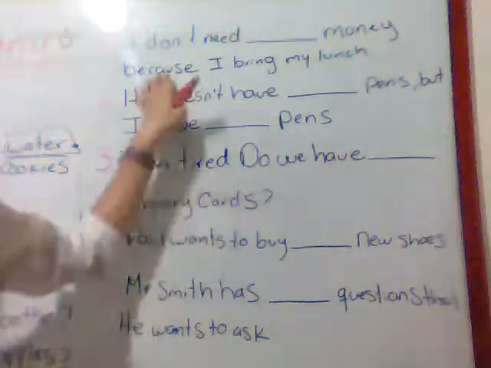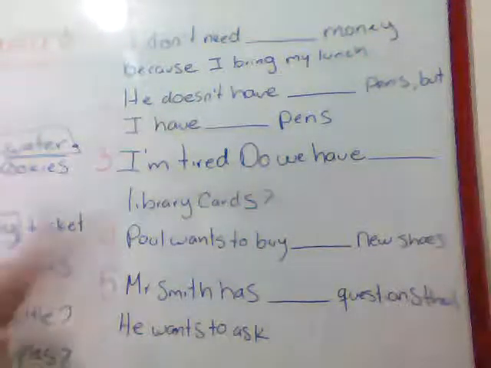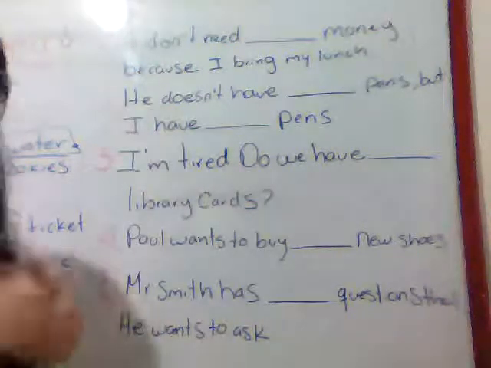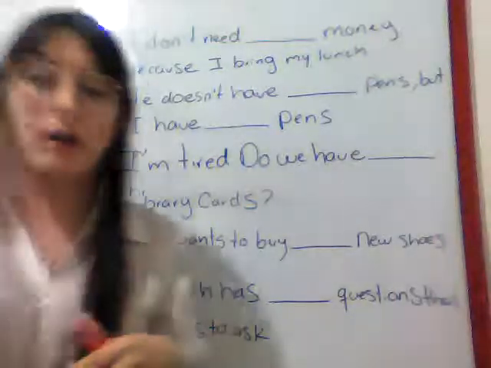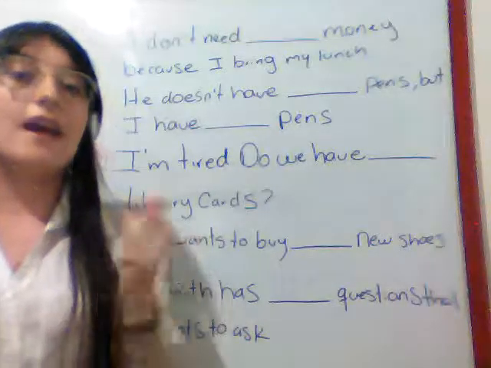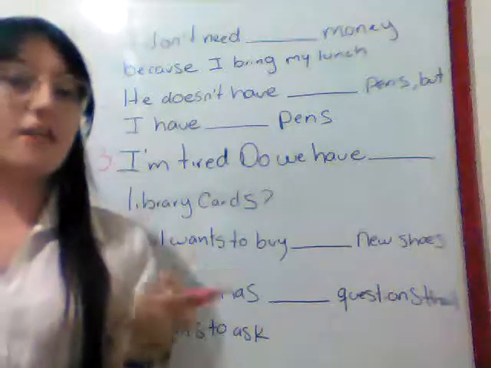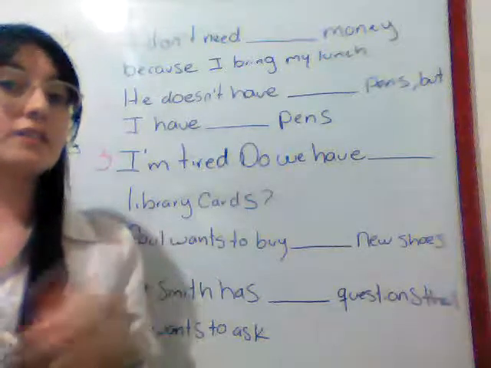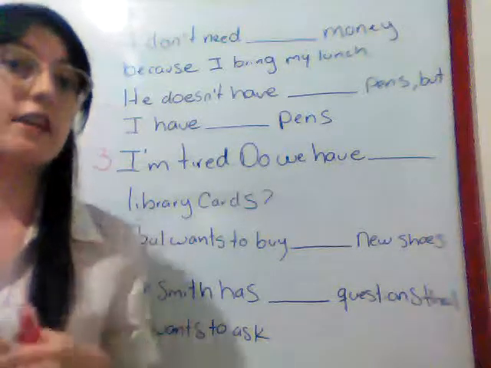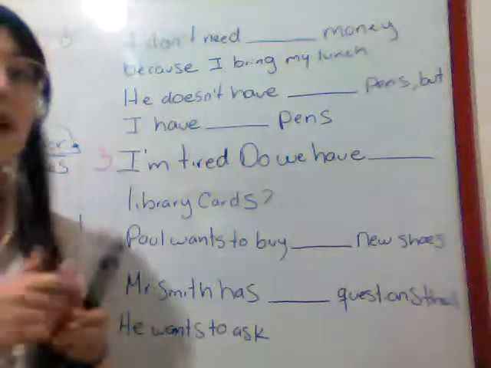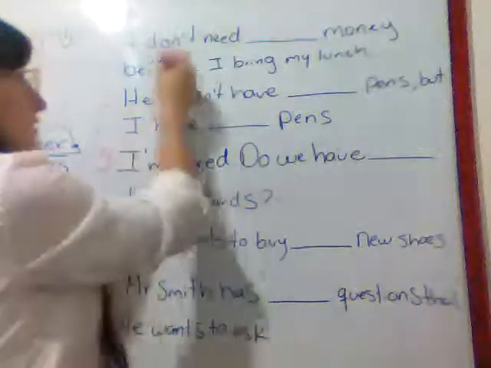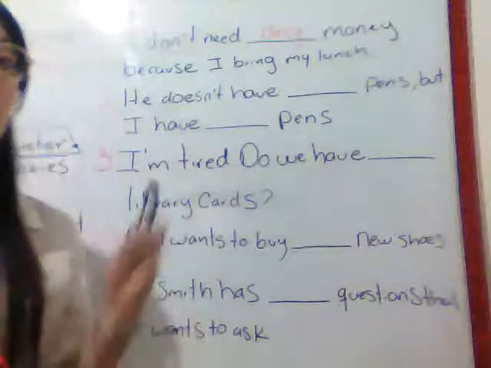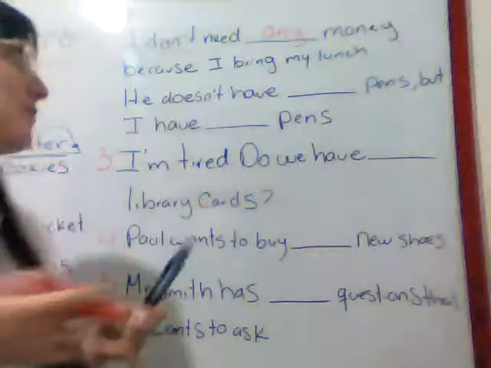So the first sentence we have: I don't need. Remember that you have to complete with some or any. Any is for negative and for question statements. And some is for positive or affirmative sentences. I don't need is a negative form, so I use the word any. I don't need any money, for example.